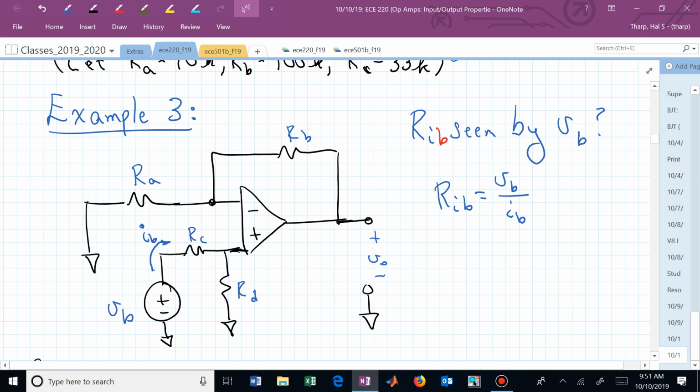What is I sub B? Can we find it? Is everybody comfortable saying that I sub B is not equal to 0? Why? Because R sub what?